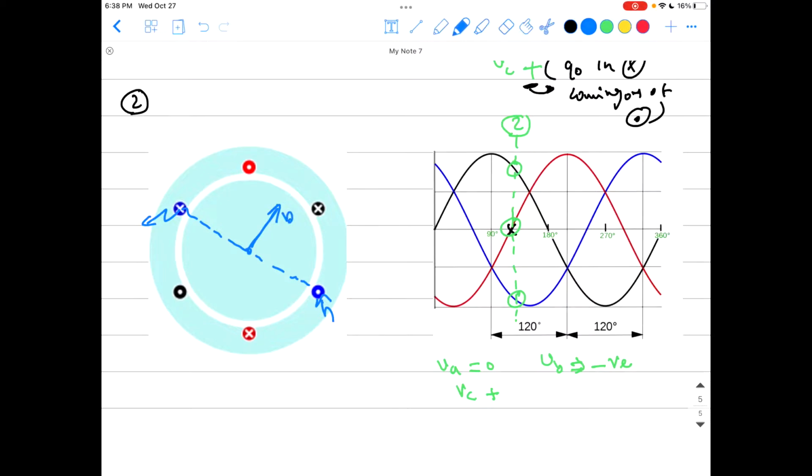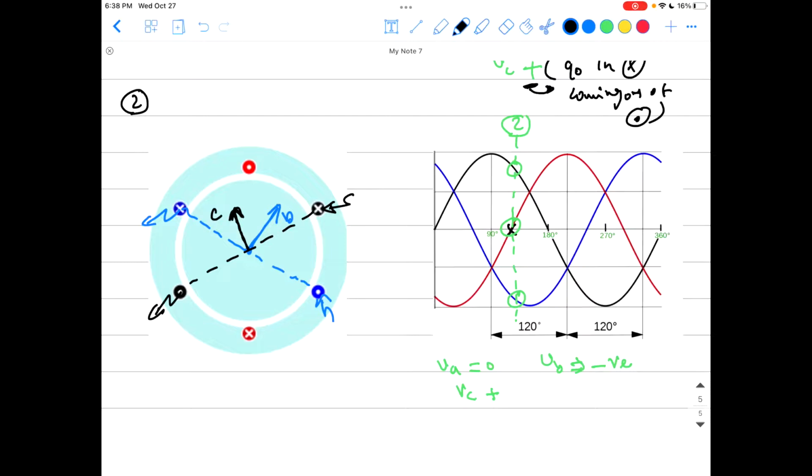Phase C is positive, the black one. Positive means the current goes into the cross, coming out of the dot, okay? So the direction of the flux will be perpendicular to it, like this, taking this direction. That is C. I'm using the right hand rule of flux here.